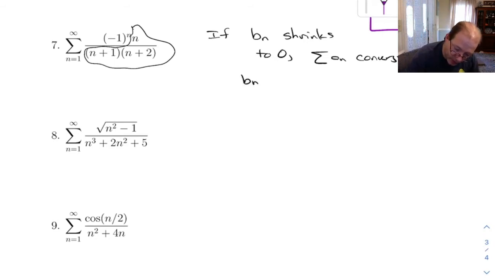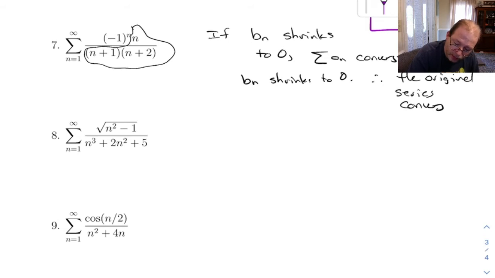So b sub n shrinks to 0. Therefore, the series converges. Let me be particular here. Therefore, the original series converges because its terms are shrinking to 0 in absolute value, and they are alternating between positive and negative.